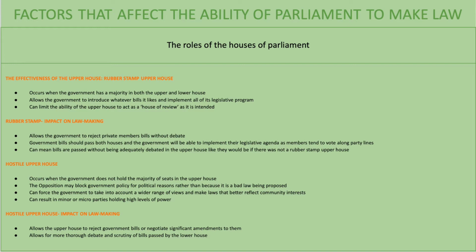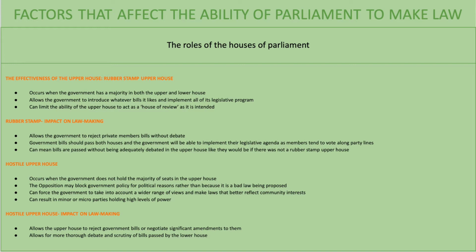The effectiveness of the upper house: rubber stamp upper house. This occurs when the government has a majority in both the upper and lower house. It allows the government to introduce whatever bills it likes and implement all of its legislative program. It can limit the ability of the upper house, however, to act as a house of review as it is intended. The rubber stamp impact on lawmaking.